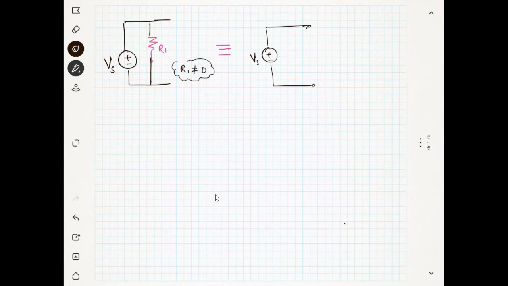So in the voltage calculation, you can remove R1, because the voltage in parallel will be the same whether you connect R1 or not.